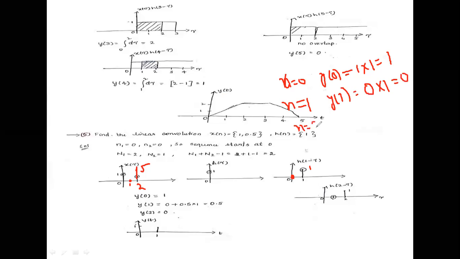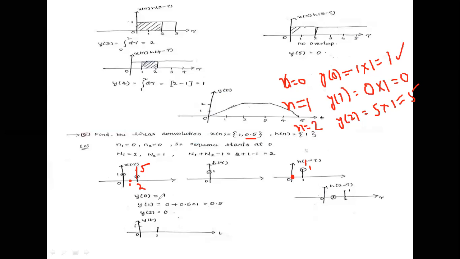When n is equal to 2, y of 2 is equal to, still shifted one more sample toward the right side, h of 2 minus tau. What is the value here? 5. 5 into 1 is 5. So y of 0 is equal to 1, y of 1 is equal to 0, and y of 2 is 5, my dear students.